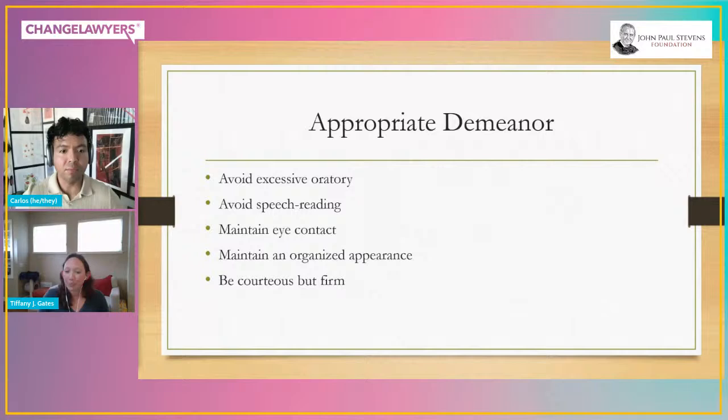Because at the end of the day, you are an advocate for a client who's depending on you to persuade the court that their position is legally correct. So you do want to keep that neutral professional demeanor, but you are allowed to be more forceful in the conclusions and the points that you're trying to make when addressing a court.